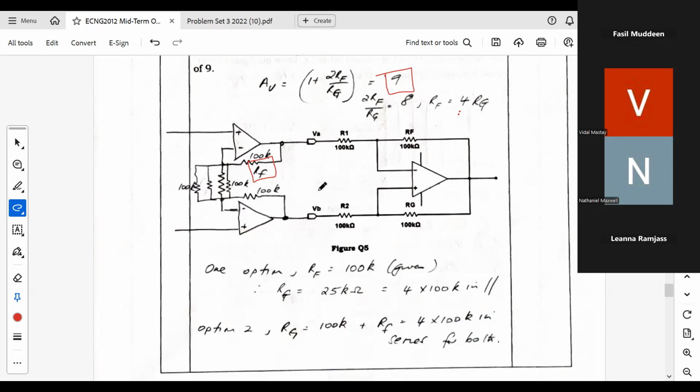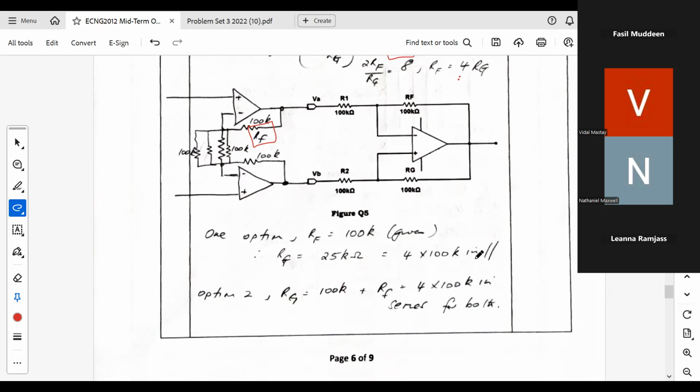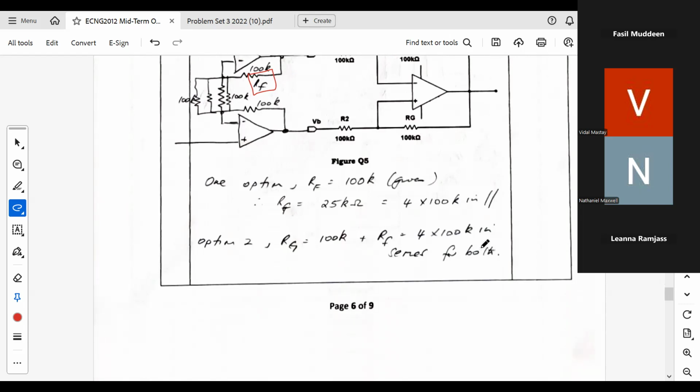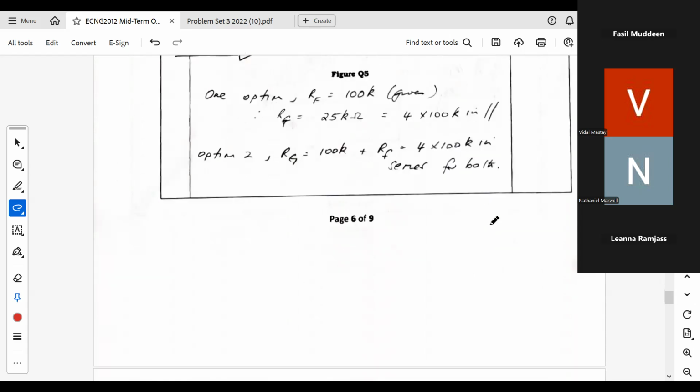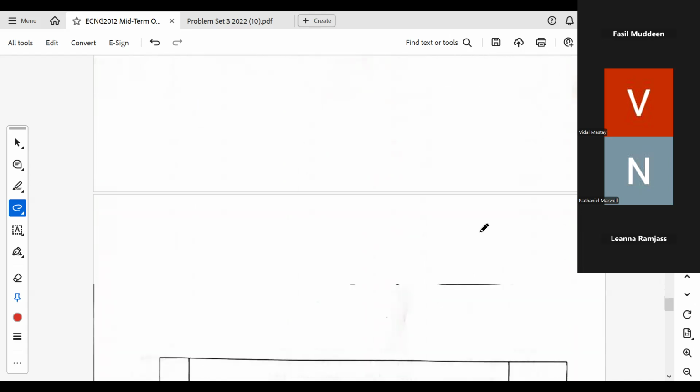And of course, you had to draw the circuit and label the values. That's where all the marks came from. Anybody had any issues with that? Any of you did it differently than that for some reason? No, sir, no issue.